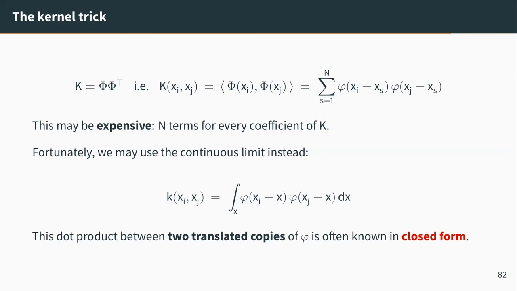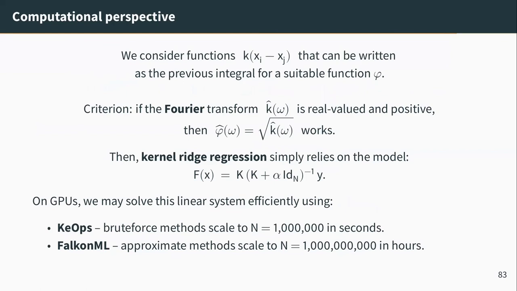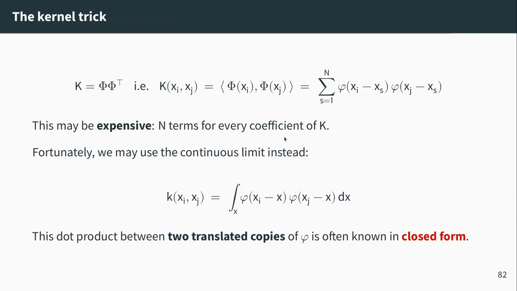Okay, so in practice, if you go full algorithmic mode, you say, I don't care about phi, I care about k, because this is the function that defines the kernel matrix. So if you turn around the question, you ask, what are the functions k that can be written in this form using a suitable function phi? And then you have a simple answer, at least on R2, on the Euclidean domain, a sufficient criterion: if the Fourier transform of k is real valued and positive, then it's fine. You just define phi through its Fourier transform, which should be the square root of the Fourier transform of k, and you're good. You know essentially that this equality is going to be satisfied.